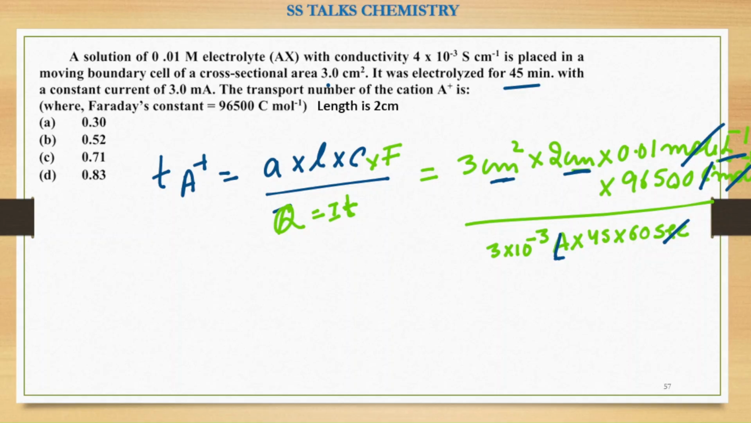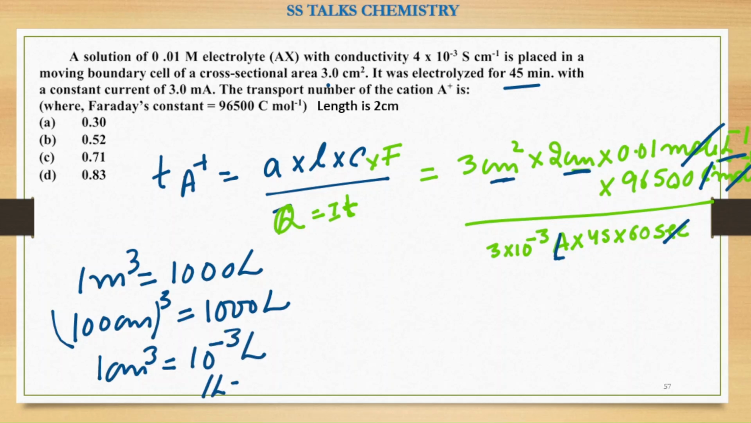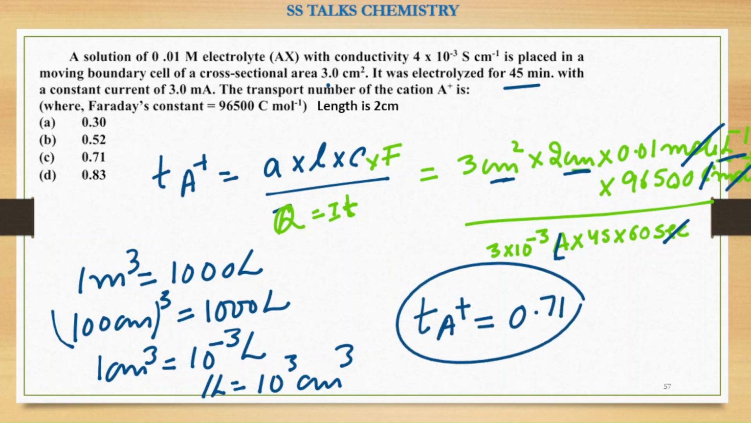Okay, so as we did the conversion previously, 1 meter cube is equal to a thousand liters. So this is your 100 centimeter, and this is cube, so a thousand liters. So we can say that 1 centimeter cube is equal to 10 raised to the power of minus 3 liters, or 1 liter is 10 raised to the power of 3 centimeter cube. So when you substitute this conversion, the transport number you will be getting is 0.71 over here. Okay, so the correct answer is option C in this case.